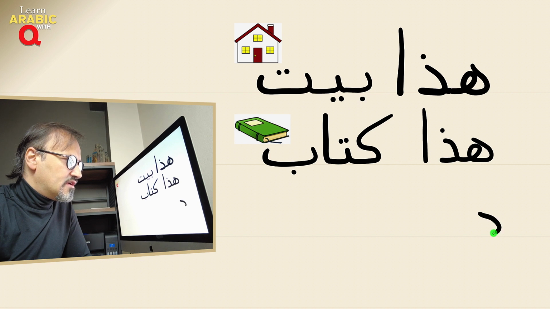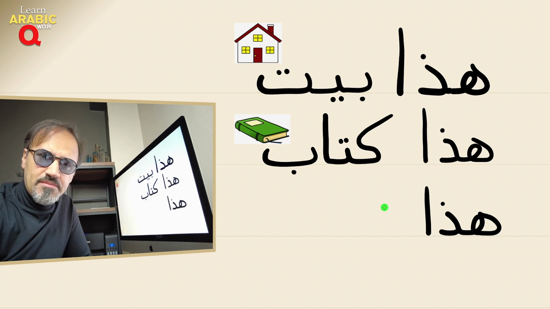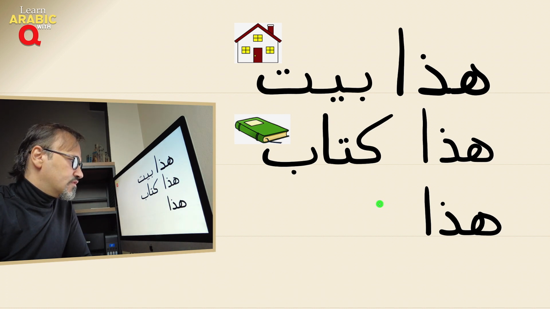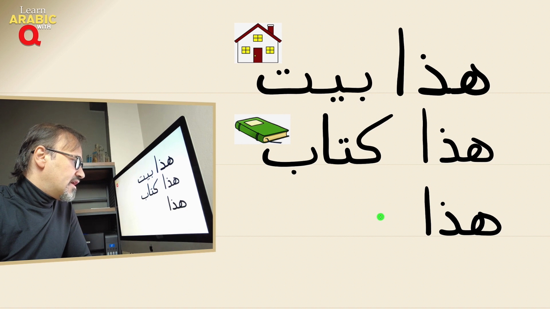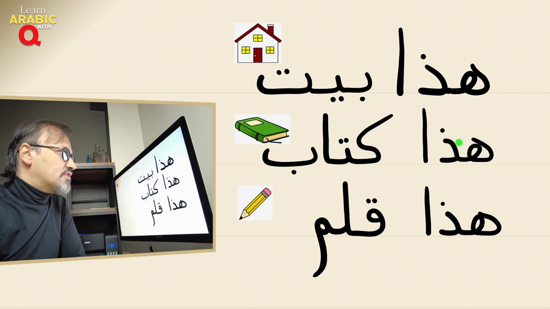Let's take another one. Hada qalam. Qalam means a pencil. Kitab means a book. We're going to say this all together in a bit. So hada qalam. Qalam starts with a q. This is the q with two dots. The la, and we end with a mi. Hada qalam. Let's read these together.